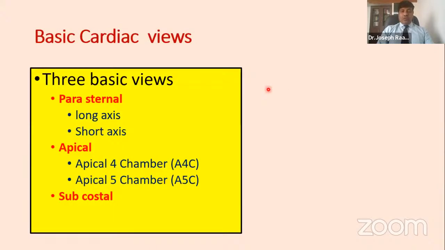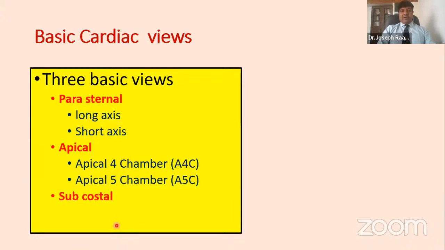So what are the views? When we talk about any echocardiogram, the first thing you need to know is how to get the image. For that you need to know what views we need to do. There are three basic views: parasternal, apical, and subcostal. Parasternal is divided into two views: one is the long axis, where we study the heart in the long axis, and the other is the short axis. Then you have the apical, where you have the apical 4-chamber view and the apical 5-chamber view. In subcostal, we have the subcostal cardiac view as well as the subcostal IVC. So these are the basic views we all should know.